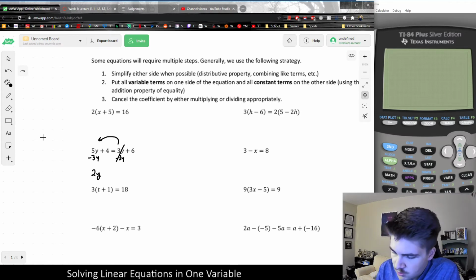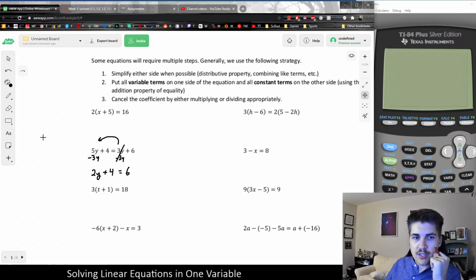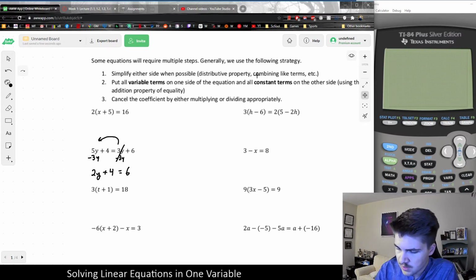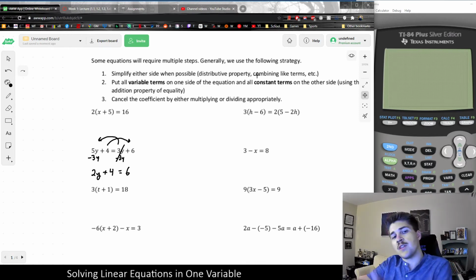So, what we could do is just rewrite the equation like this after completing that action on both sides. But I'm still not quite done because I still have more steps. So I have 2y plus 4 equals 6. But the other thing is I also want to put all the constant terms on the other side. So in the same way, if I'm putting all the variables on the left side, I want to put all the non-variables on the other side.